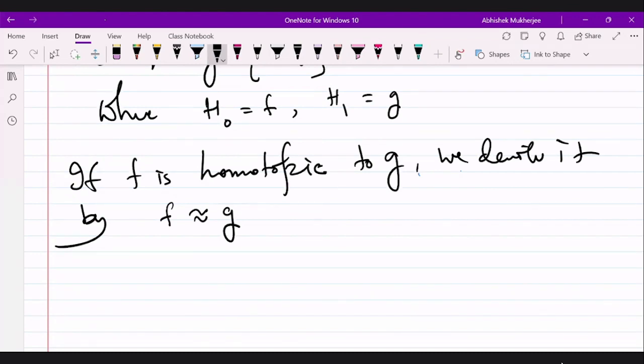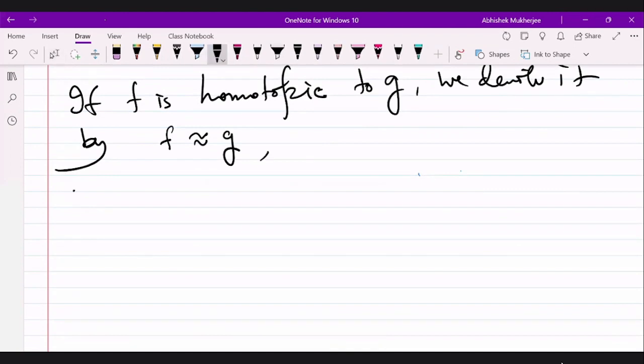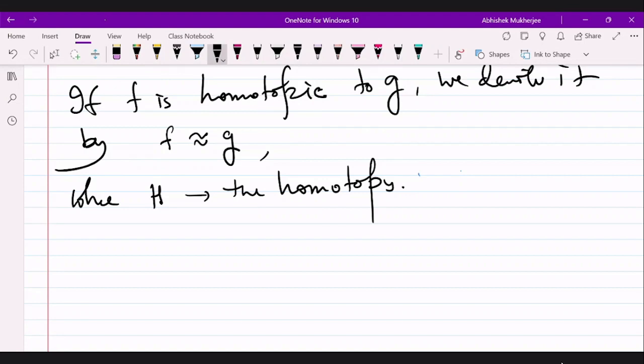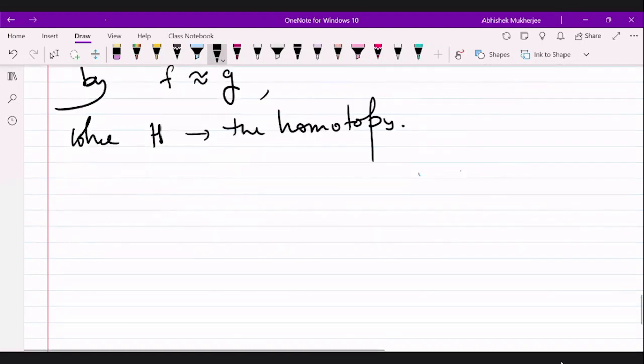And this H is called the homotopy. Okay. Great.